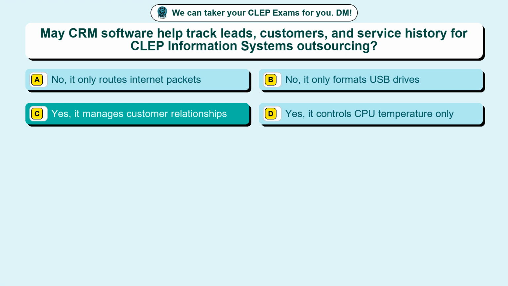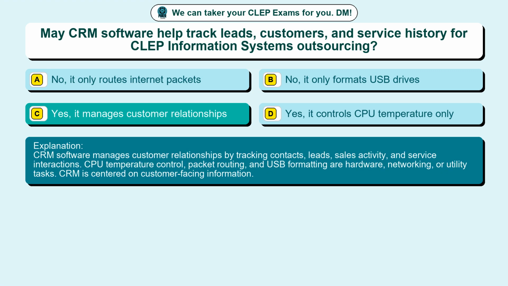Yes, it manages customer relationships. CRM software manages customer relationships by tracking contacts, leads, sales activity, and service interactions. CPU temperature control, packet routing, and USB formatting are hardware, networking, or utility tasks. CRM is centered on customer-facing information.